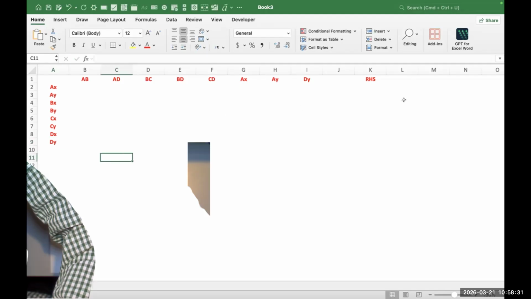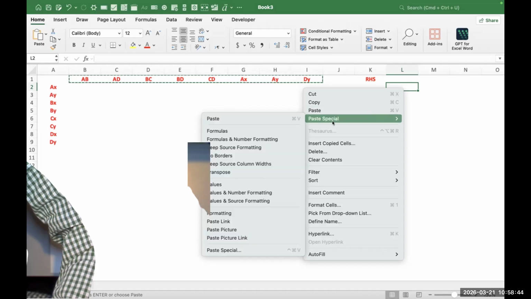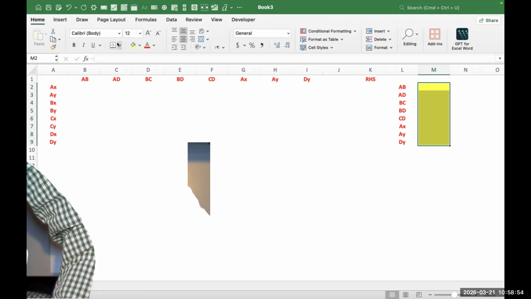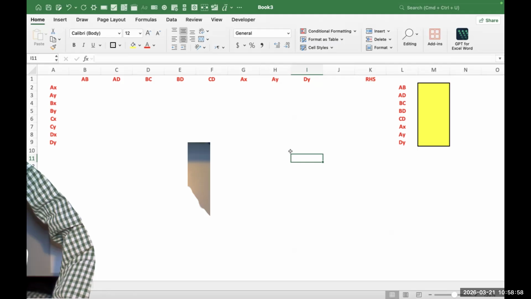In fact, maybe I will have to have the answers here. So I'm going to copy these and paste them on here, but as a transpose. So instead of being horizontal, they would be vertical, and I will get the answers here. I'm going to color these in yellow so you see that the answer would be here. Okay, now I need to write the 8 equations.